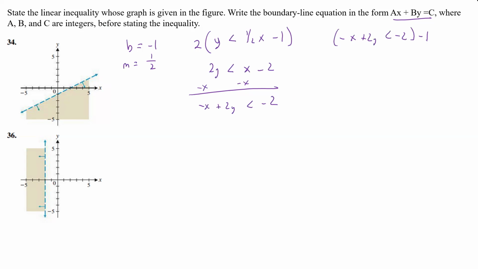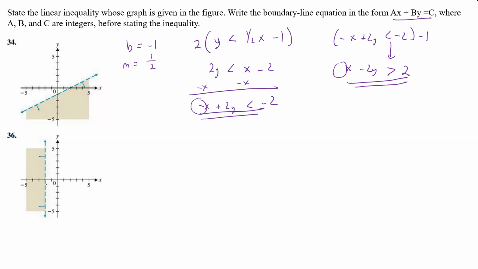Let's multiply that whole thing by -1, which gives us x minus 2y. Remember, we have to switch the sign, and that's going to be greater than 2. So that's one version, and that's another version, depending on if you want a to be positive or negative. All right, so what about this one?